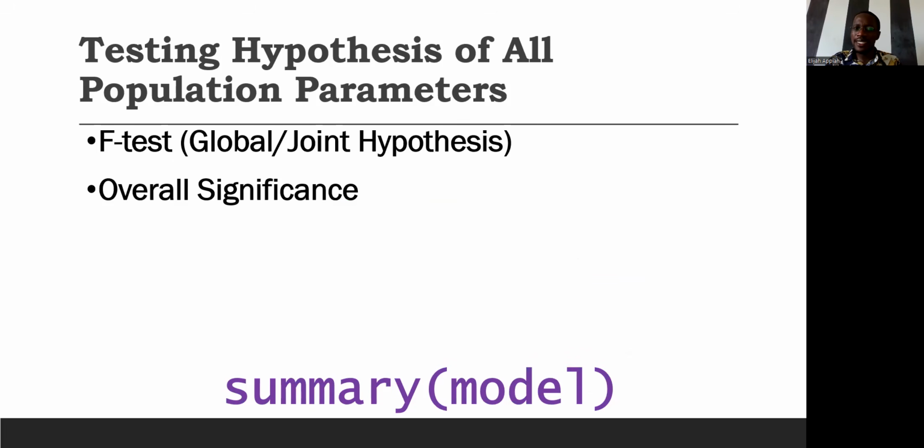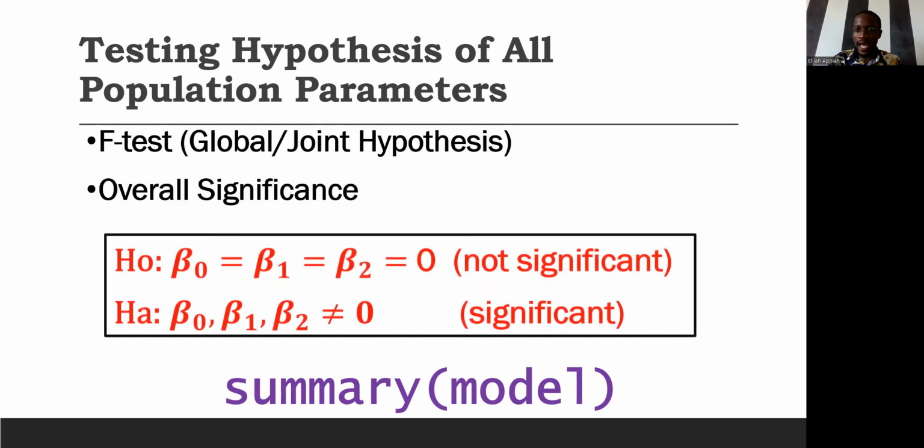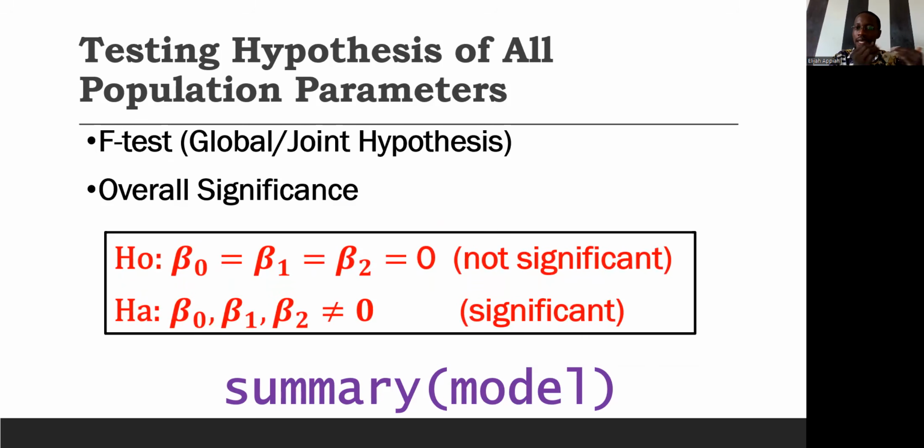Then there's one more thing. We are testing hypotheses of all population parameters. That means we are putting all the estimates together, and we want to see whether their presence in the model makes the model significant or not. We call it the global or joint hypothesis, or overall significance, so we are looking at the entire model in its entirety. We formulate the null hypothesis that beta naught equals beta 1 equals beta 2 equals 0, meaning all of them are 0. That means they are just not relevant to the model. They are not significant. The alternative is that even if one of them is not equal to 0, it is significant.